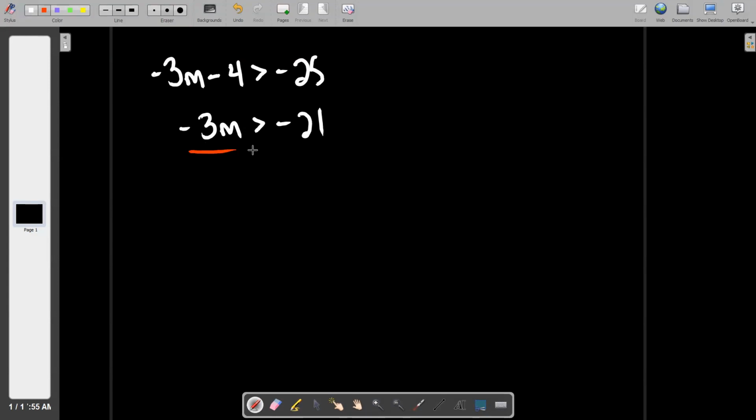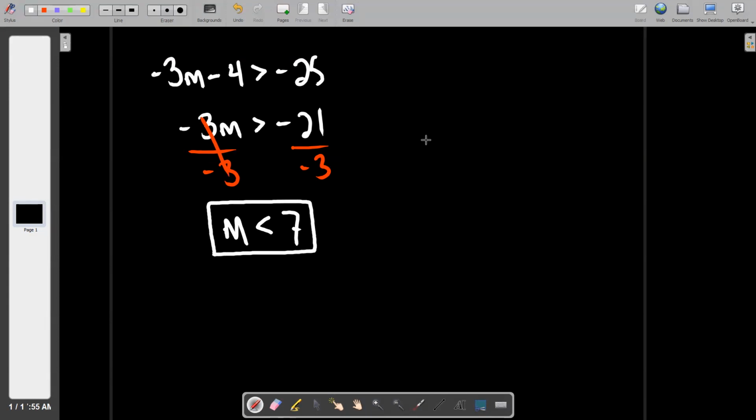And I'm going to show this step just because I think we're close to the point where I can say we all get this. But when you divide by a negative, you have to switch your inequality symbol. So it goes from being an is greater than to an is less than. And then, of course, negative divided by negative is a positive 7. So this should have been your solution for the first one.